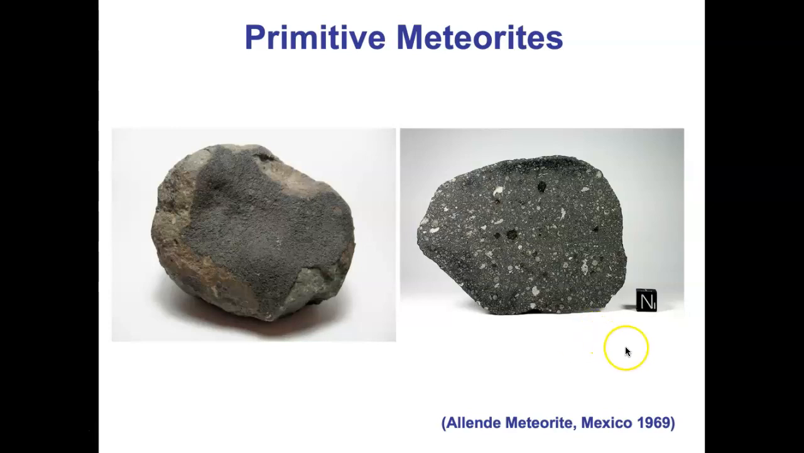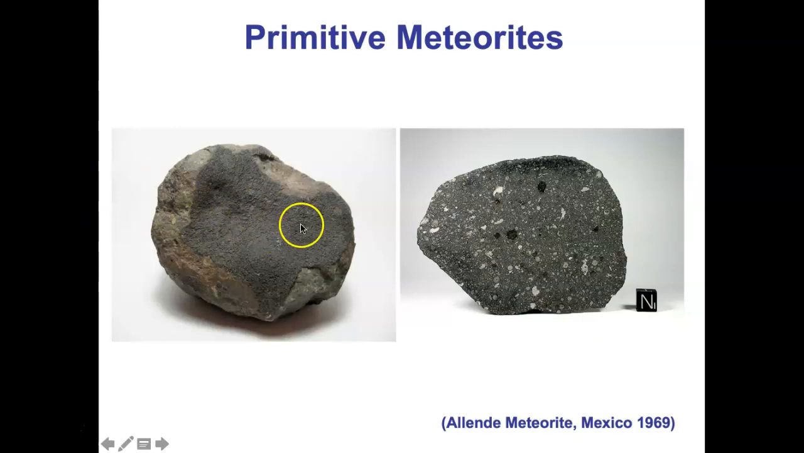This is one of those primitive meteorites. This is what's called the Allende Meteorite. It crashed near the city of Allende, which is in northern Mexico, in 1969. Right? If these things crash near cities, then people see them. People see the shooting star, so they know to go look for the meteorite that's left behind.